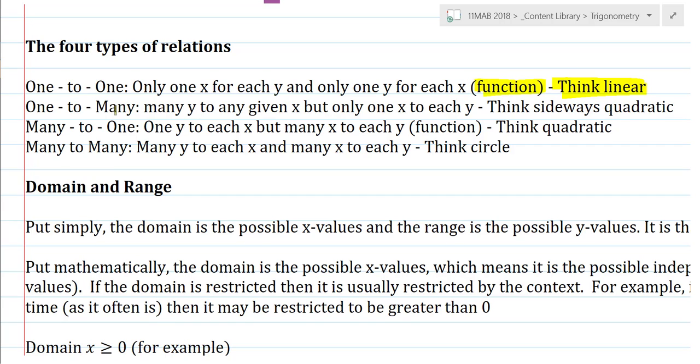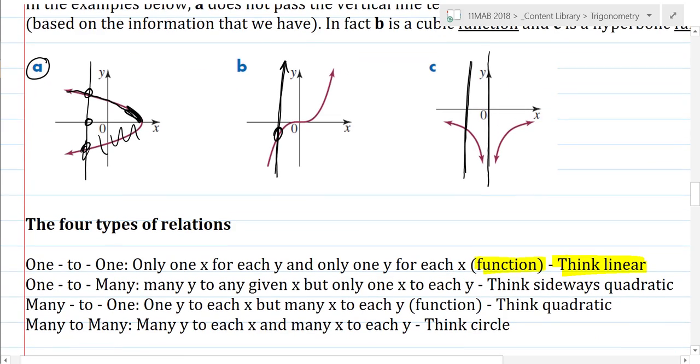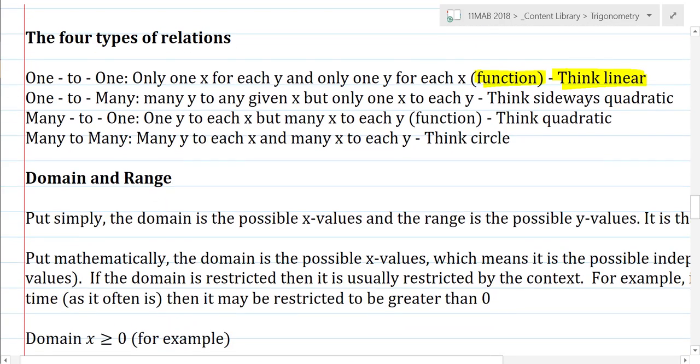Now, here I'm saying think a sideways quadratic like this one here, like A. If you think of that sideways quadratic, you'll see that for every x value there are multiple y values, or maybe none. Some of the x values had no values, but for some of the x values there were multiple y values, which means it's one to many. It's one to many because for every y value there's only one x value. So that means it's one to many rather than many to many, which I'll get to.